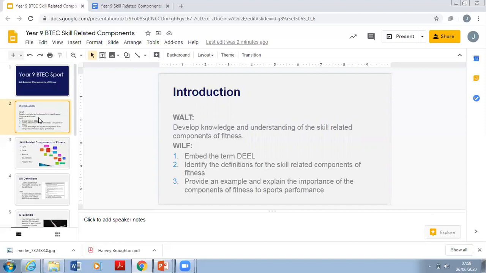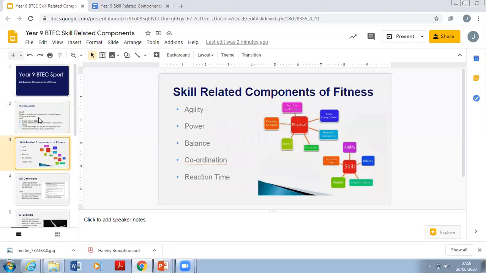You're going to identify the definitions, just like you did with physical. You're going to identify the definitions for skill, and then you're going to answer a long answer question at the end. So let's have a look at the two components of fitness, and there's our groups. You can do it like this as a mind map or as a spider diagram, whatever you want to call it. But it's really important that you group them. If you do it as a list, it's absolutely fine. It doesn't matter how you go about grouping them so you can remember, you just need to group them.